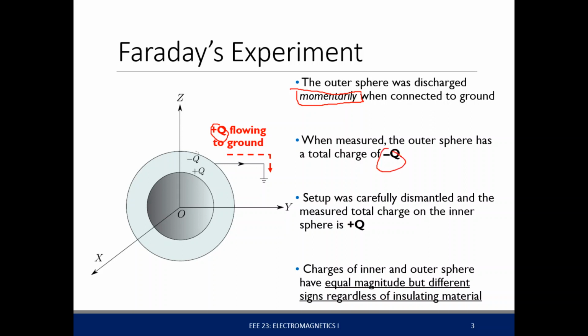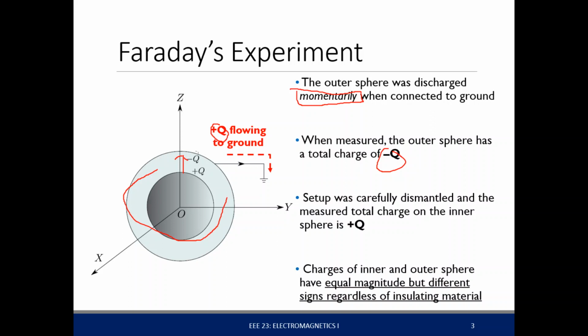And when Faraday carefully dismantled the setup, the charge inside was not changed, which is what was predicted because this is an insulating material. Therefore, no charges should flow out of the positive charge. But the main thing here is that the charge magnitude of the inner sphere is equal to the charge magnitude of the outer sphere.